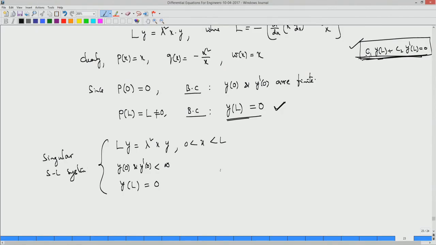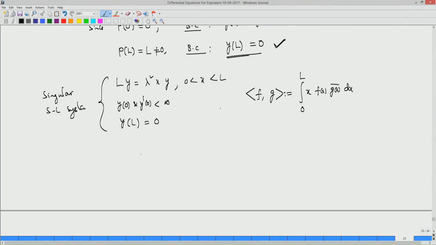So immediately, because W is this, what is your dot product? The dot product is the integral between 0 to L. Now I have a weight W of x, that is x, f of x, g of x bar dx. That is the definition of the dot product.